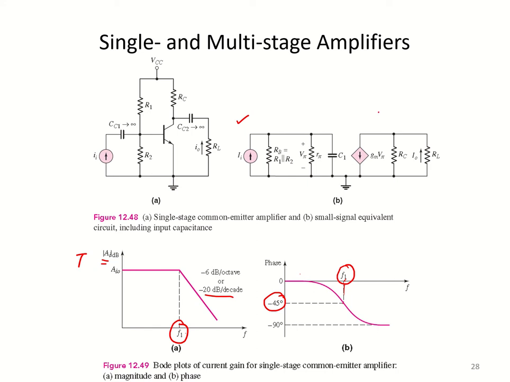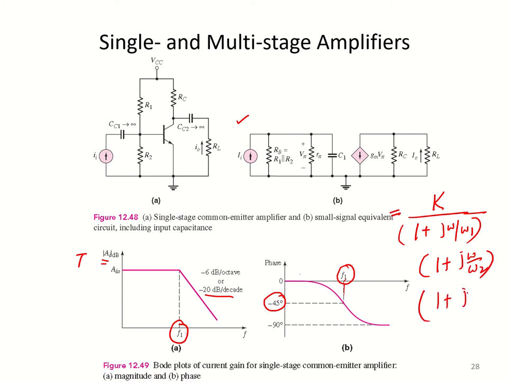For this single stage amplifier, the general transfer function looks like this, with 1 plus j omega over omega 1. If we have a double stage amplifier, we get a second component, 1 plus j omega over omega 2. For a third stage, we get another multiplication, 1 plus j omega over omega 3. This will affect the phase of the system, which we will see in the live session. For now, just focus on this.